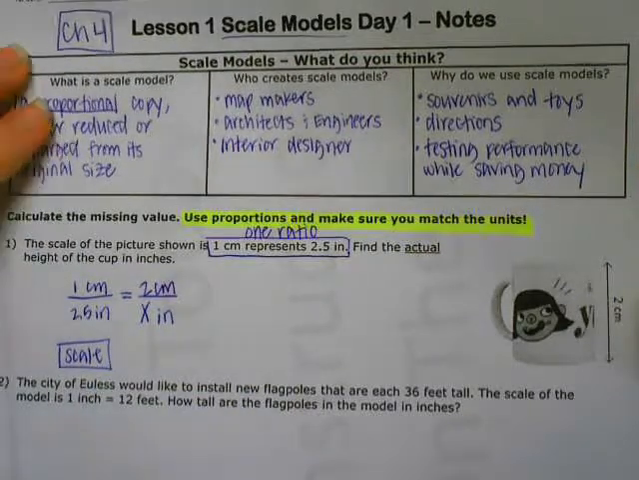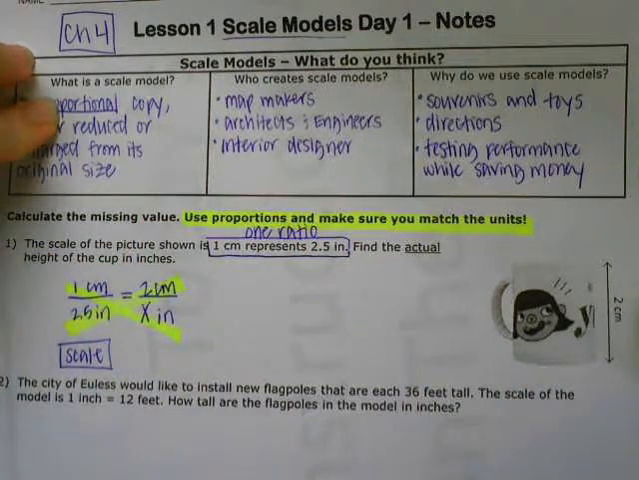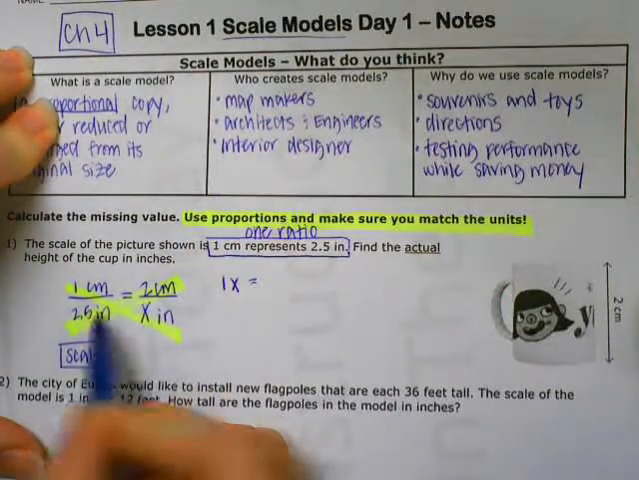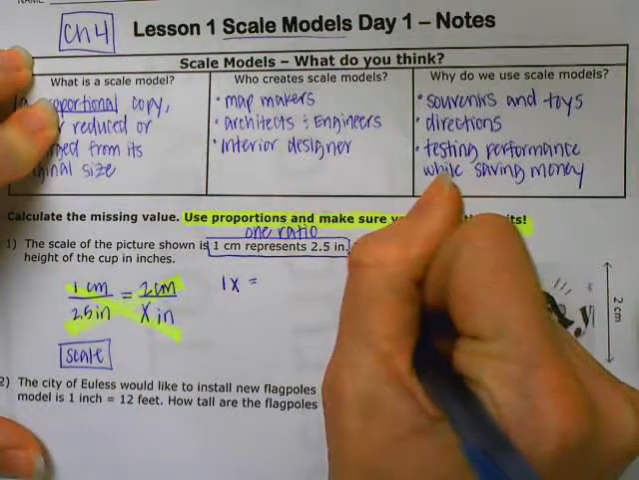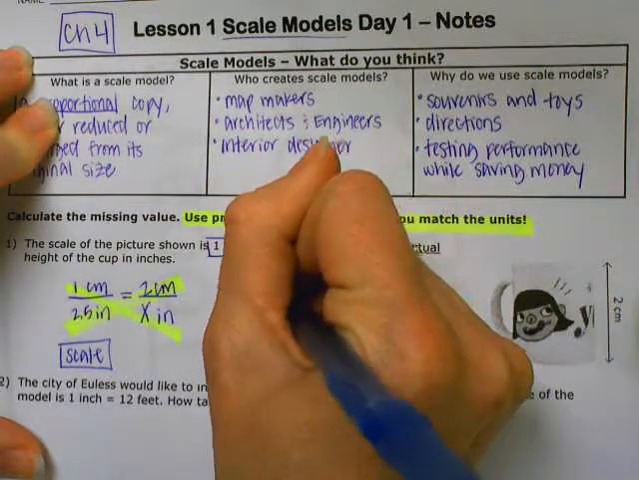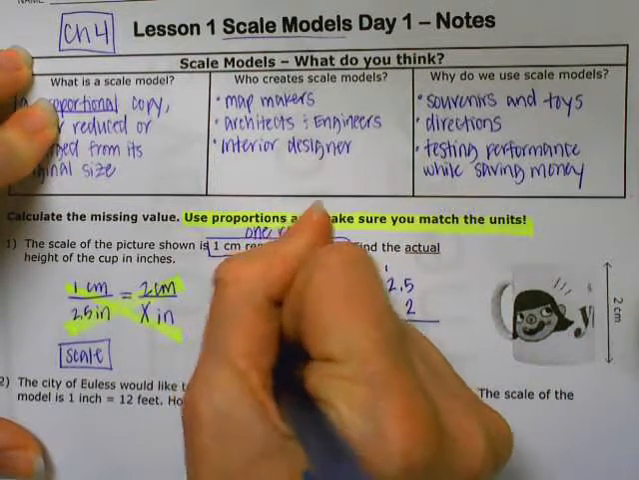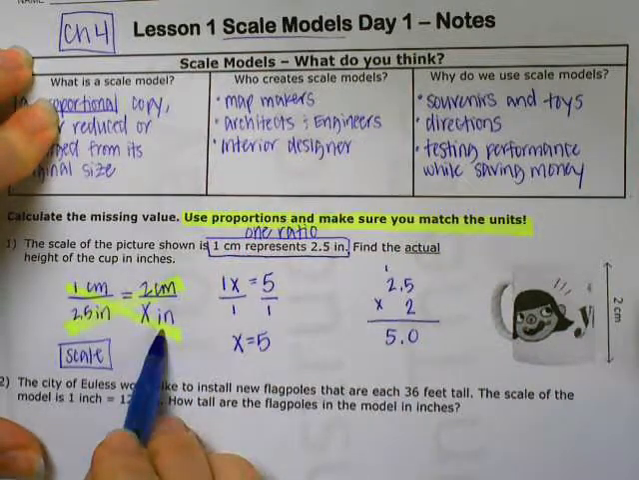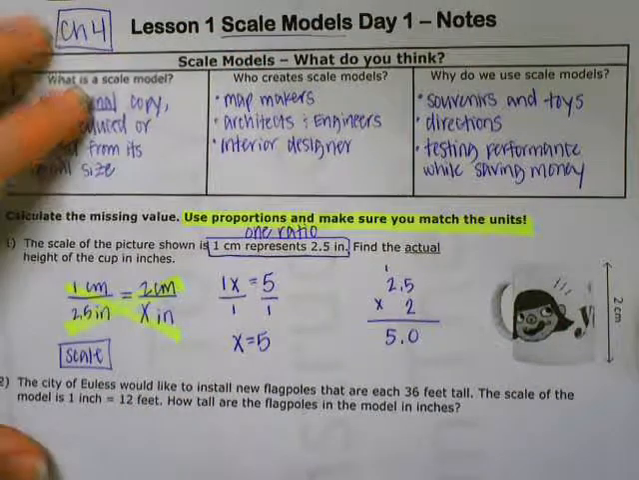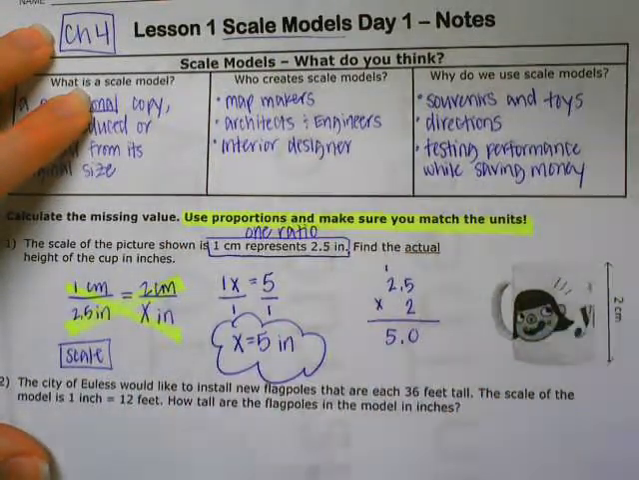Alright, so at this point we would cross multiply. So I would do 1 centimeter times x inches, 2.5 inches times 2 centimeters. So 1 times x is 1x. 2 times 2.5, we'll do it over here. And that equals 5. So you get rid of multiplying by 1, I'll divide by 1. And x is equal to 5 inches. So the real cup is 5 inches tall instead of 2 centimeters. We've got 5 inches. That is our first example.